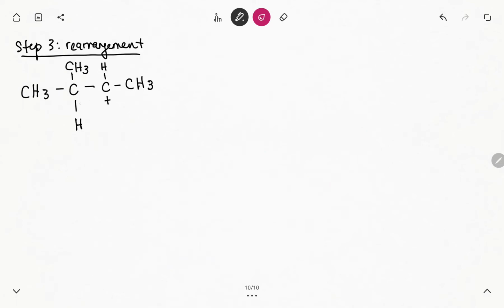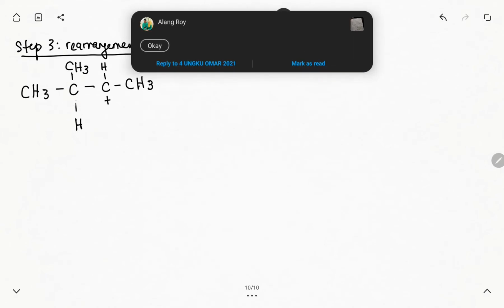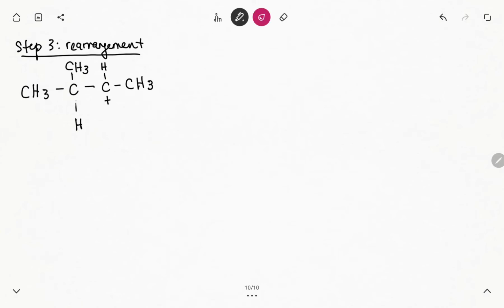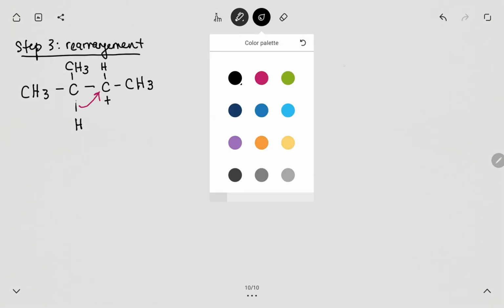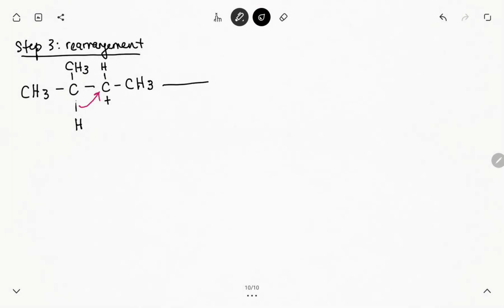Now we need to shift this group. So we show the arrow from the bonding pair toward the C plus ion. We can label the product formed with an arrow direction, because this is a rearrangement. So we shift the hydrogen including 2 electrons together, and we label 1,2-hydride shift above the arrow, and the new product can be formed.